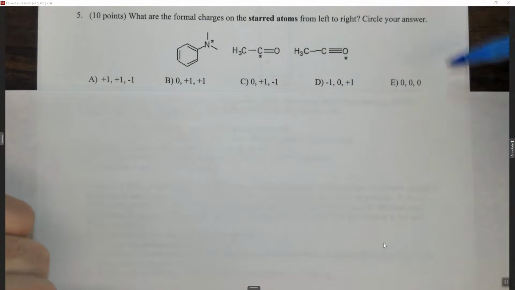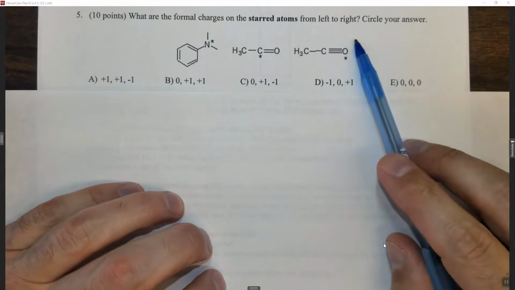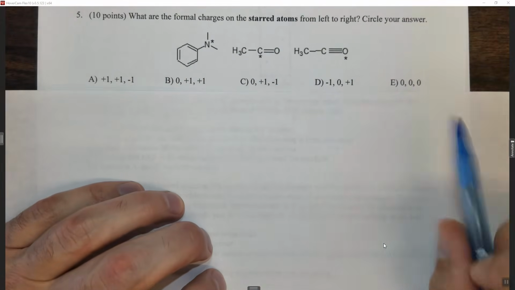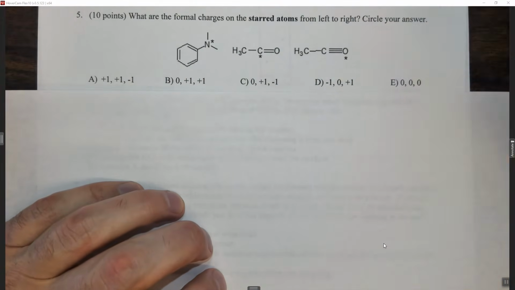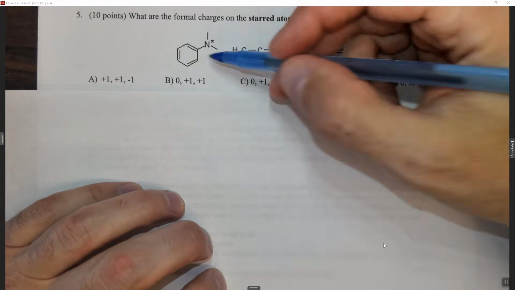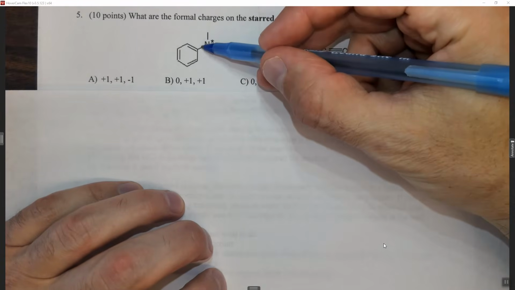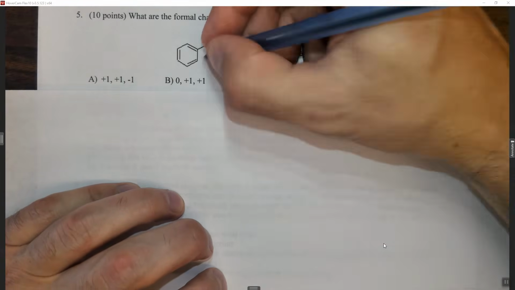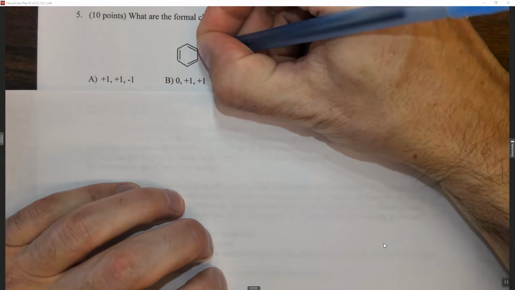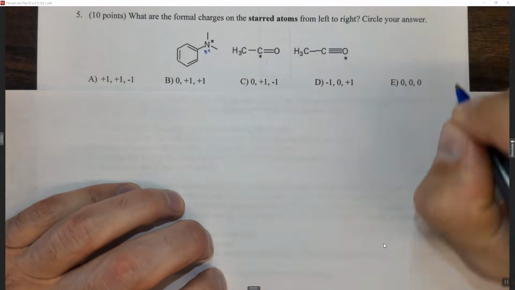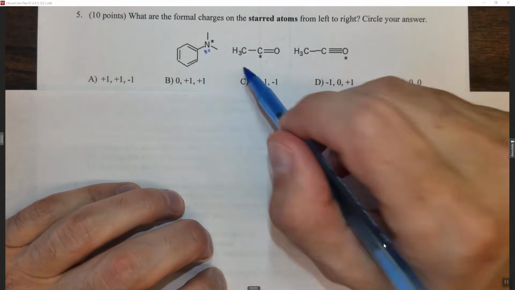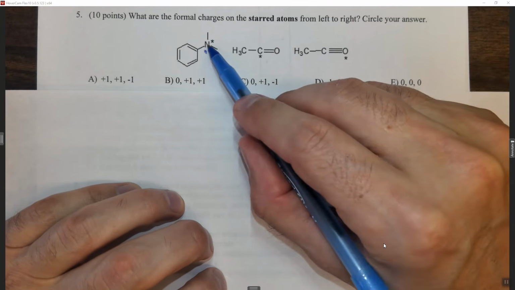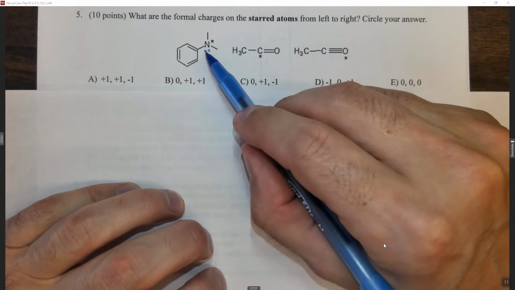All right, so we're at the end of organic 2, so I'm not going to spend a lot of time on formal charges. All right, it says, what are the formal charges of the star atoms from left to right? Circle your answer. So the first thing you need to remember is that these all have octets. So this one is shown to have 1, 2, 3 bonds to carbons. So it must have one lone pair to fill its octet. Nitrogen is a 5A element. It wants to have 5 valence electrons around it. How many does it have?